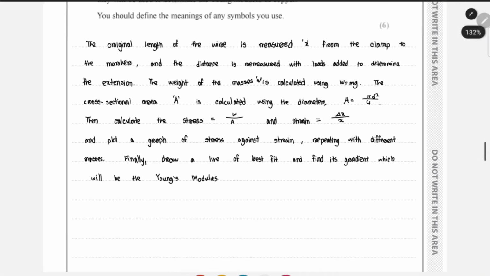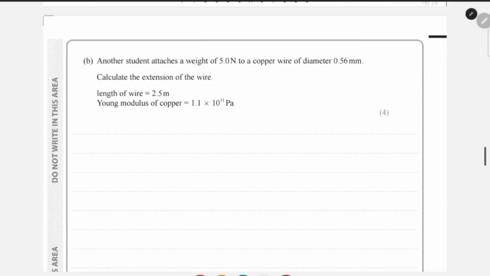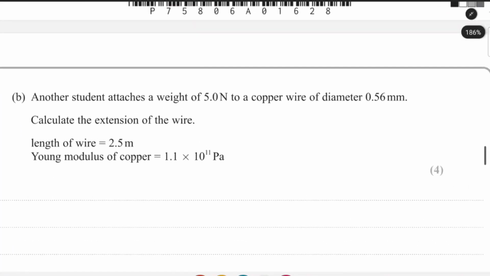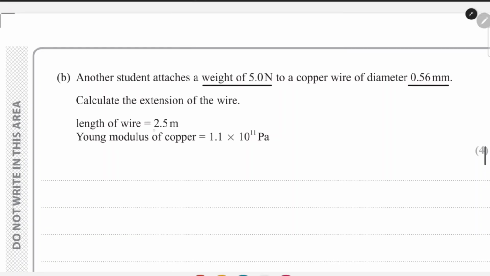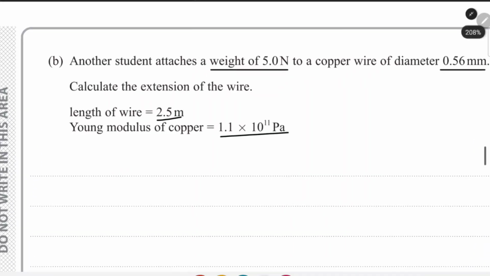And we are done with our 6 marker over here. Now for part B, we are given that another student attaches a weight of 5 Newton to a copper wire of 0.56 millimeter. We are given the length and the Young modulus. We need to find out the extension.